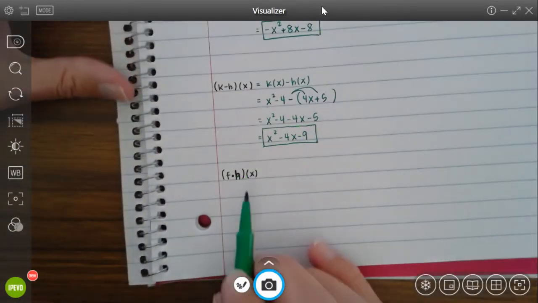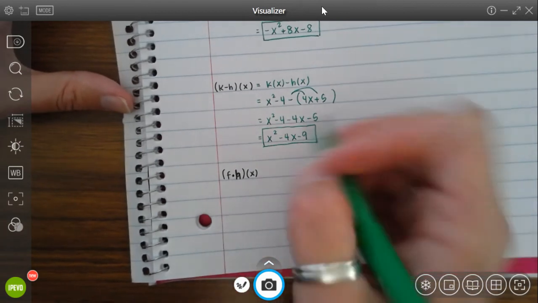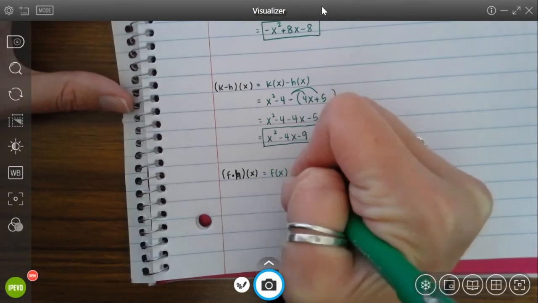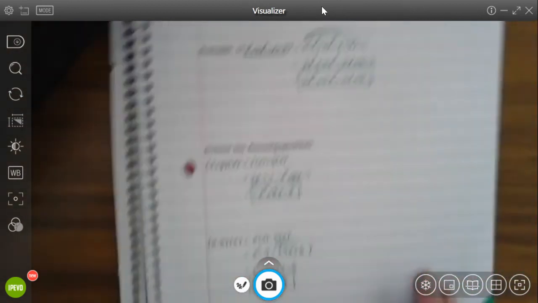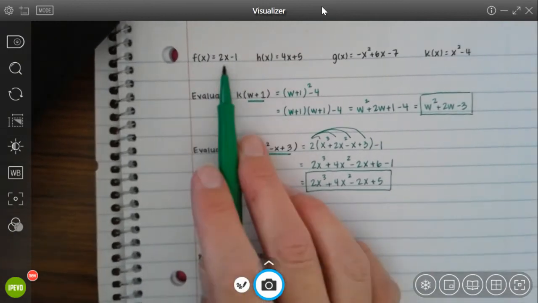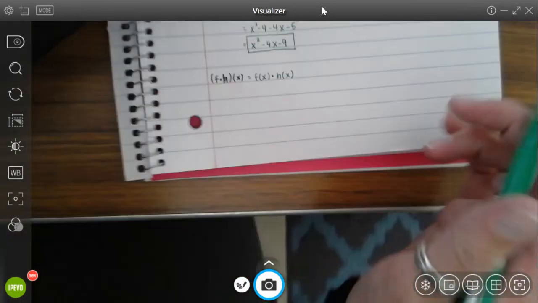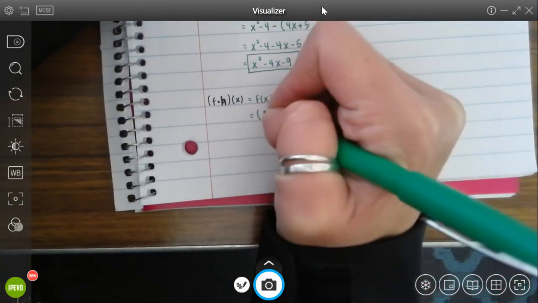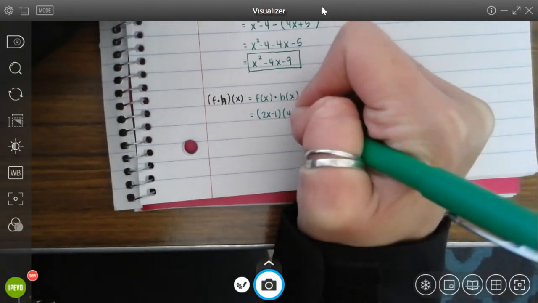The last one that I want to do is a multiplication. This is asking me to do f times h of x. Again, if I want to rewrite that differently, that really just means I want to take f of x and multiply it by h of x. If I go back up here to my functions, my f of x is 2x minus 1, and my h of x is 4x plus 5. So I'm going to go ahead and substitute those in. So f of x, 2x minus 1, and h of x, 4x plus 5.